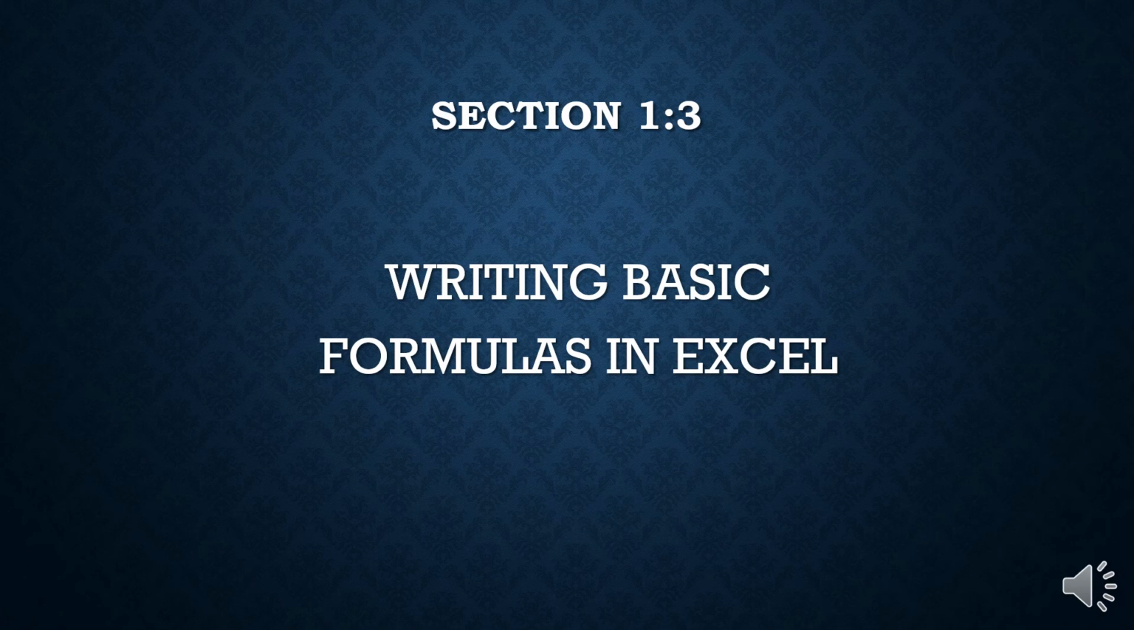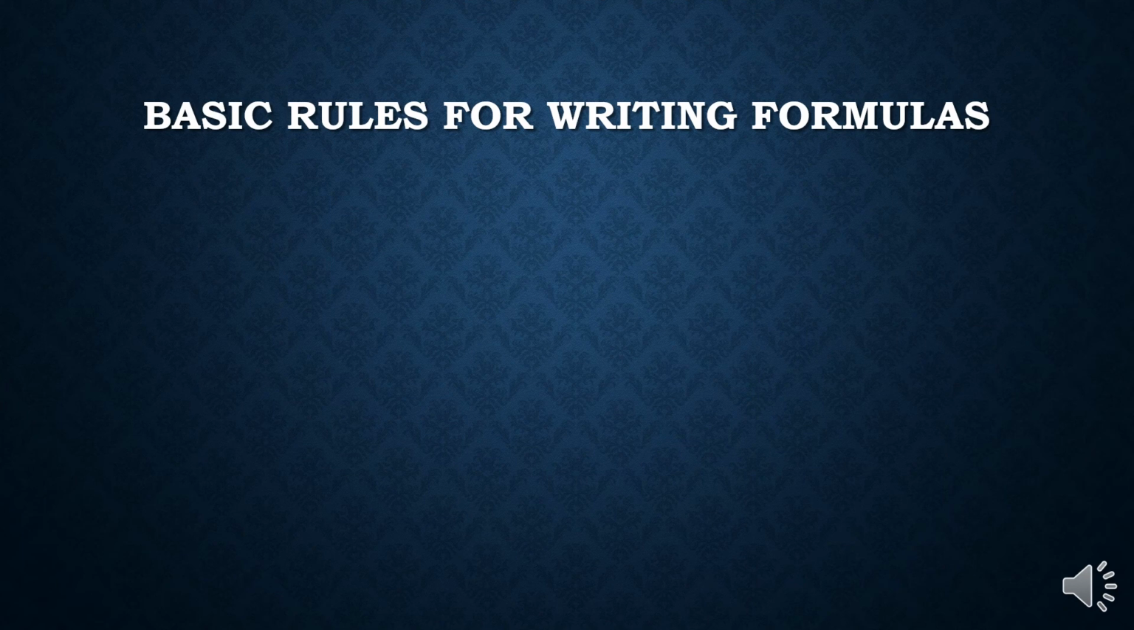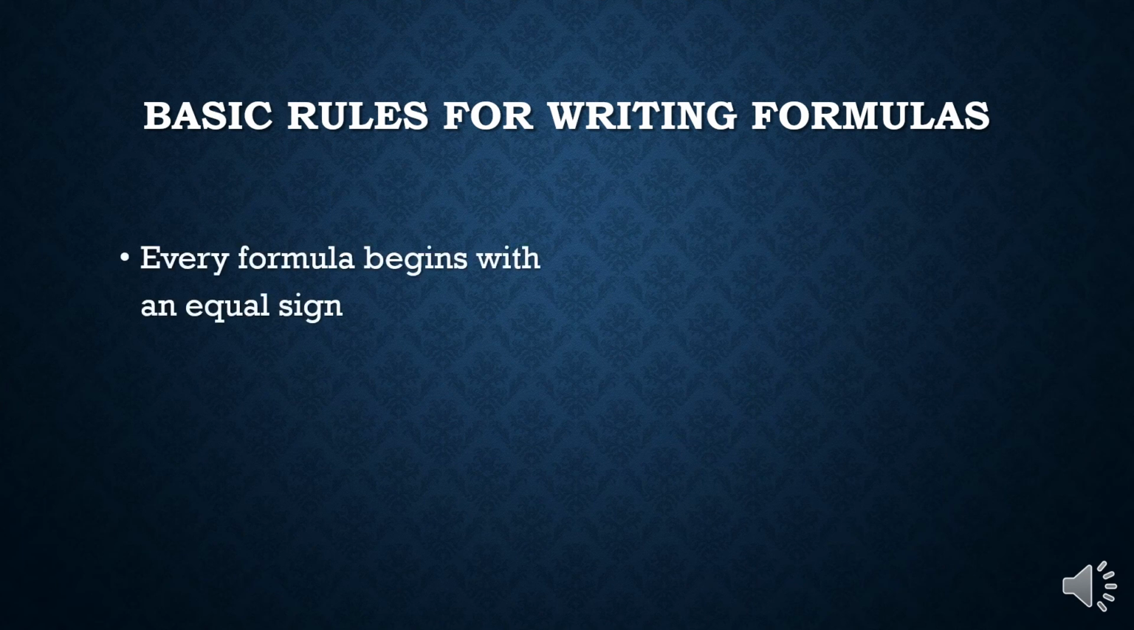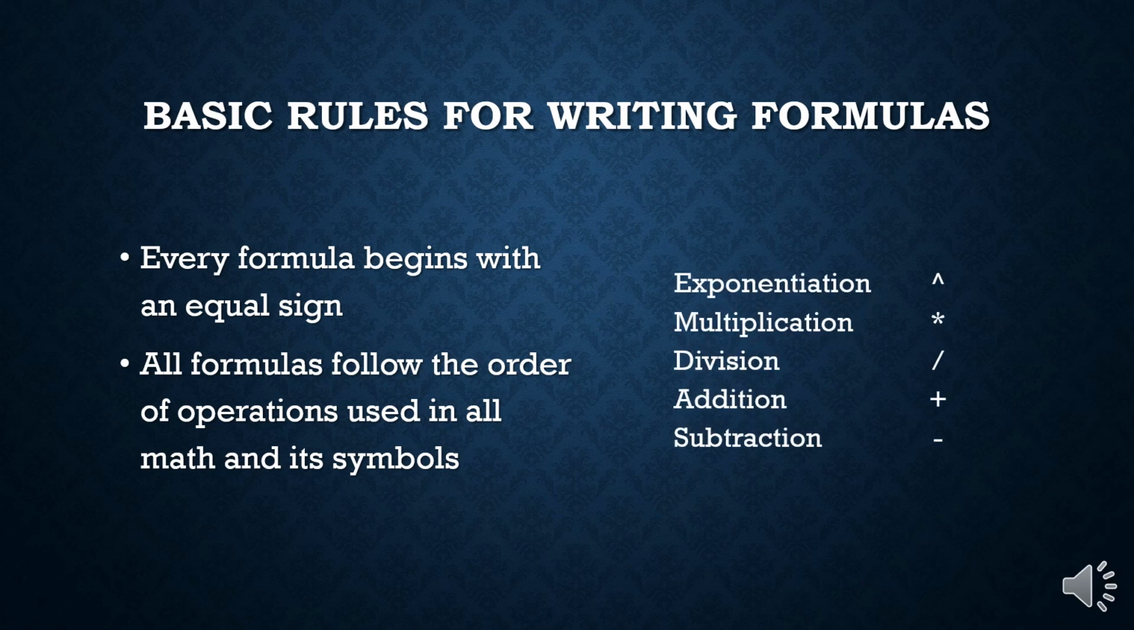Section 1-3, Writing Basic Formulas in Excel. The basic rules for writing formulas. Every formula must begin with an equal sign in Excel. All formulas follow the order of operations used in all mathematics and its symbols. The exponent in Excel uses the caret, multiplication uses the asterisk, division uses the slash, addition uses the plus sign, subtraction uses the minus sign.